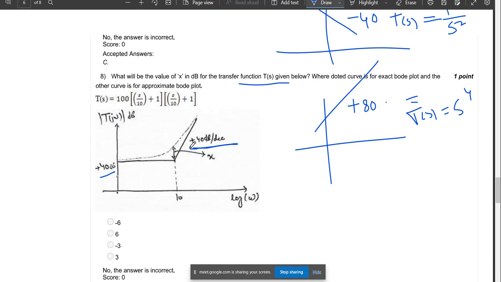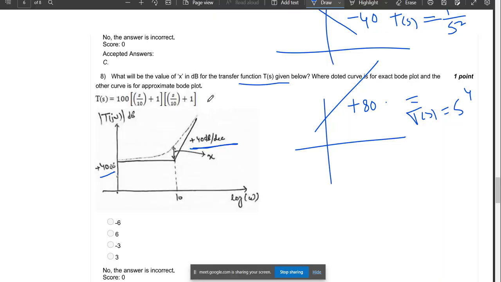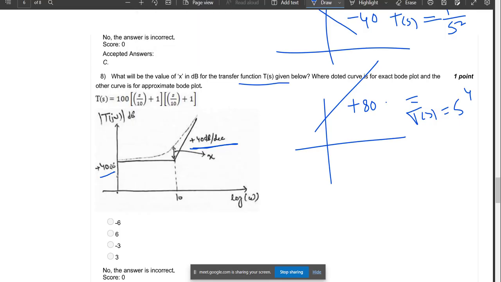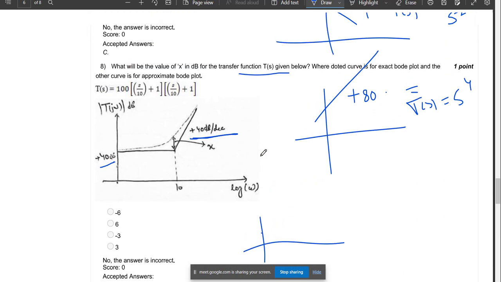Okay, see, done, right? Option B. Done, everyone? Okay. So what happens here is, see, the exact Bode plot is this one, dotted, right?